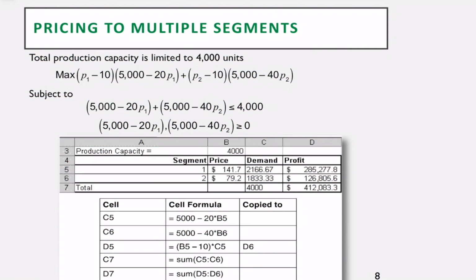Now let's consider a situation where total production capacity is limited to 4,000 units. So now we use the second equation and we maximize this term here subject to the constraint of the capacity, and also these terms have to be more than or equal to 0.